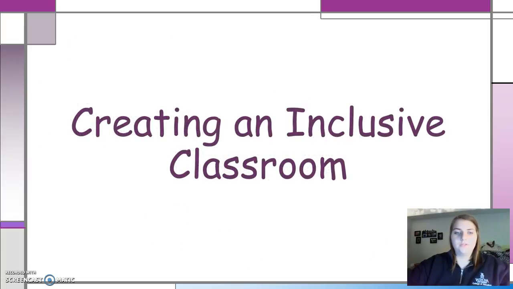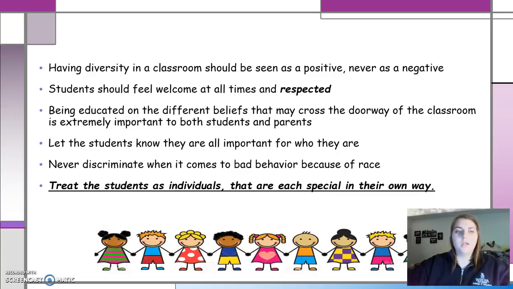Creating an inclusive classroom, I think, is also really important. Having diversity in a classroom should always be seen as a positive and never as a negative. I think that students should always feel welcome at all times, and I want to make sure that my students are feeling respected. I want to make sure that I'm being educated on the different beliefs that might cross the door of my classroom, and I think that's extremely important to both the students and the parents.